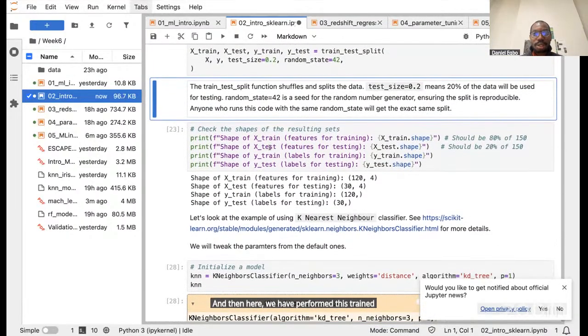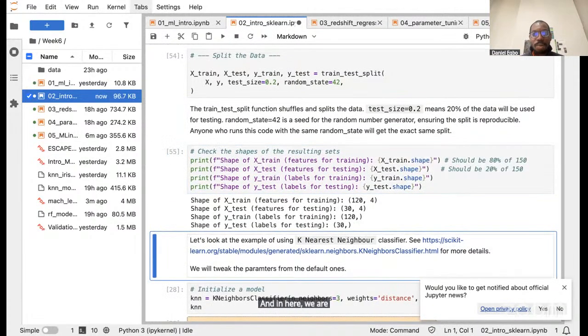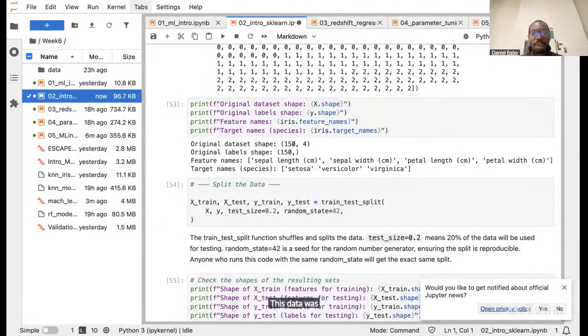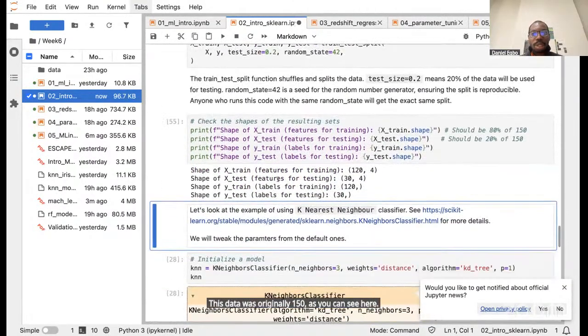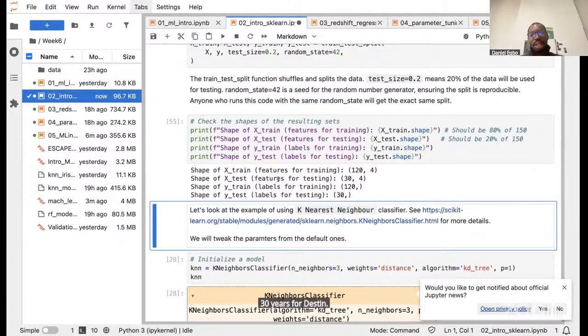And what we have seen here is that we have split the data. Then here, we are looking at the properties of this data now. If this data was originally 150, as you can see here, now we have split it, and you now have 120 rows for training, 30 rows for testing. They still keep their feature properties.